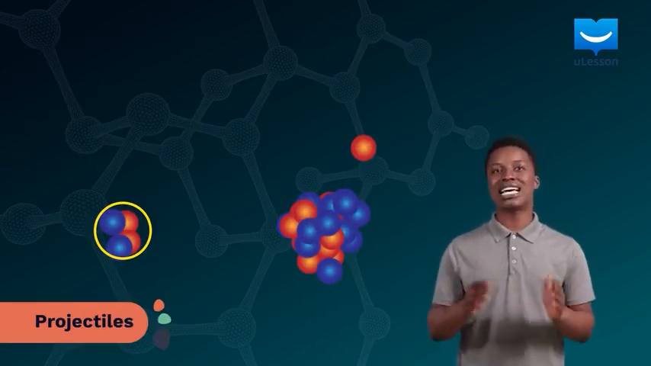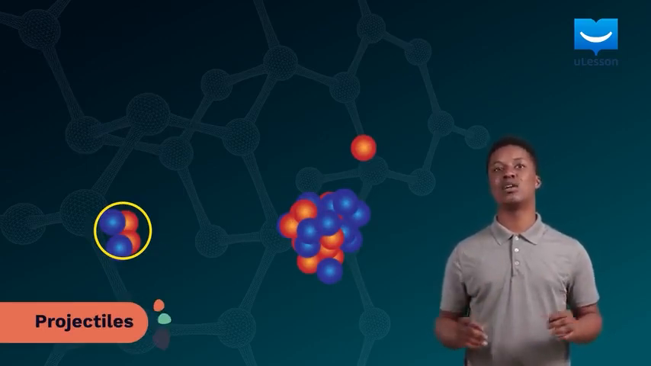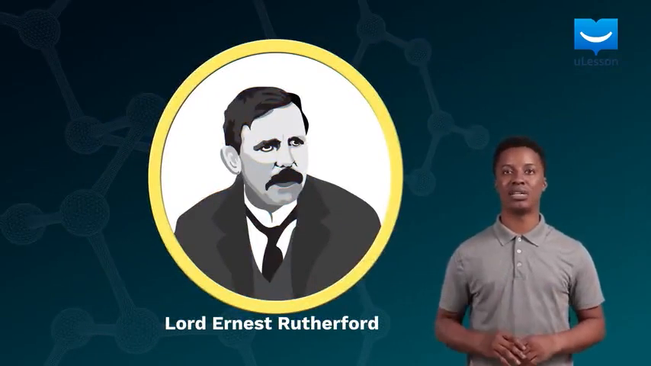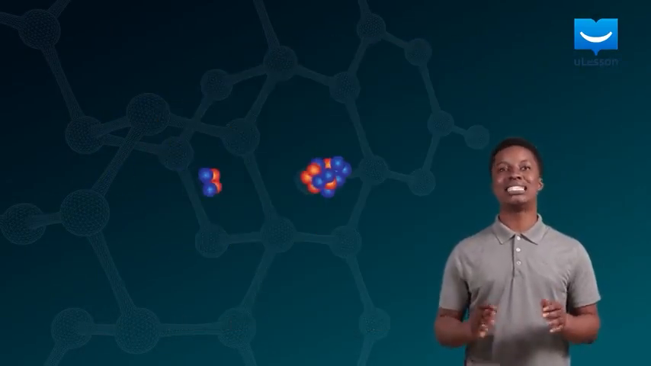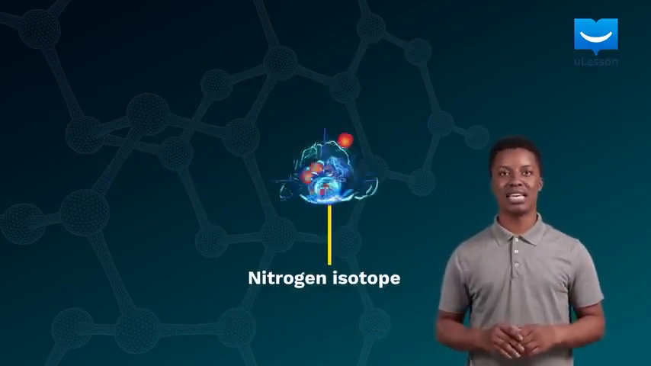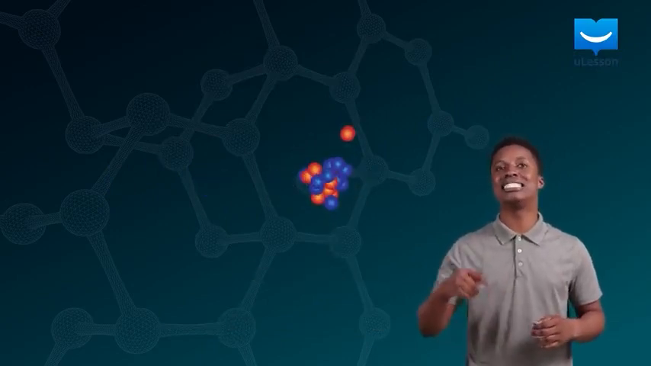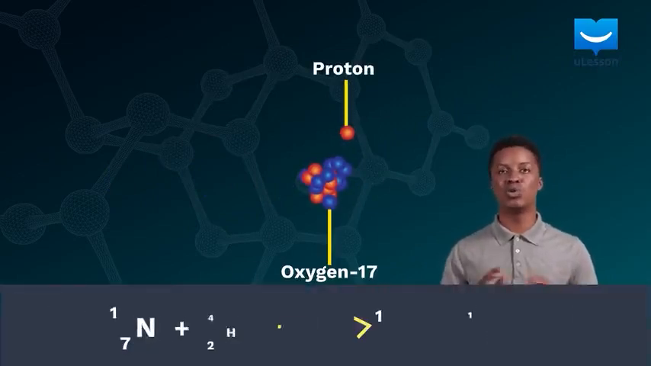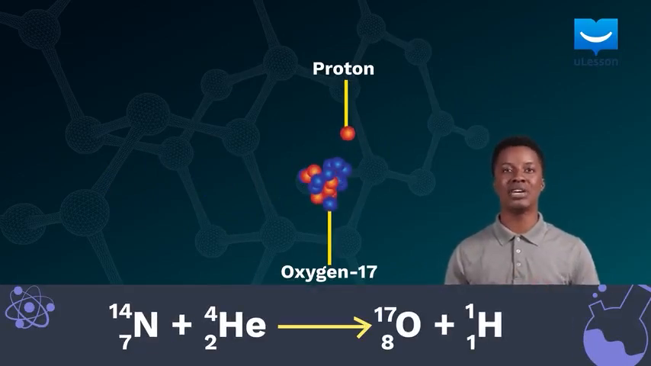Now, the first artificial transmutation was carried out by Lord Ernest Rutherford in 1919. He did this by bombarding a nitrogen isotope with fast-moving alpha particles, and this led to the formation of oxygen-17 and a proton, as shown in the nuclear reaction equation.